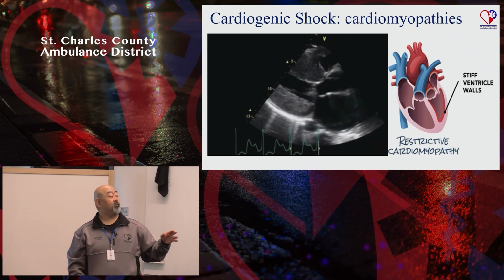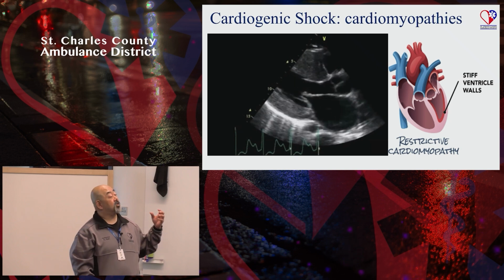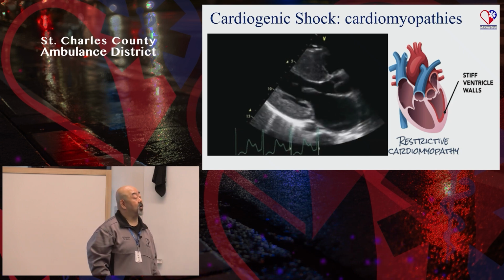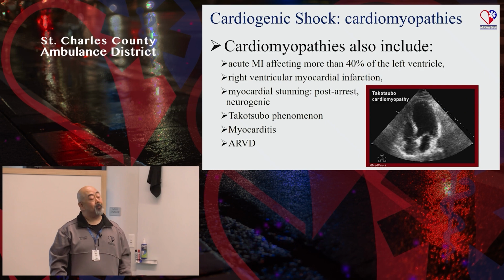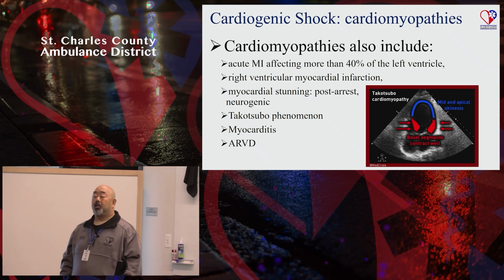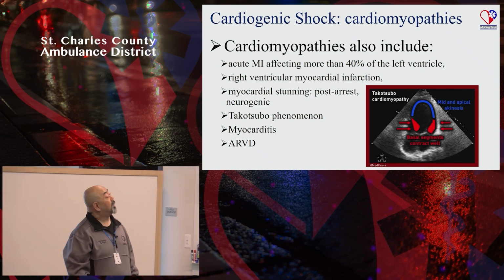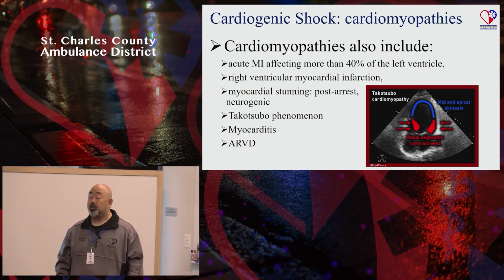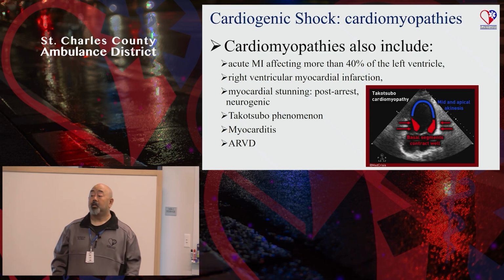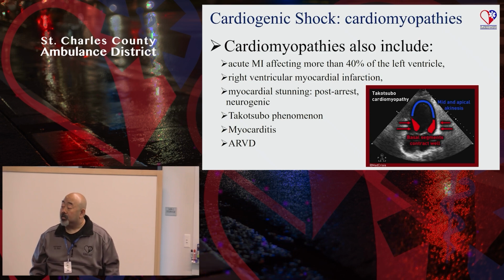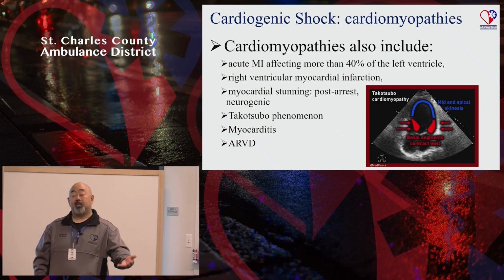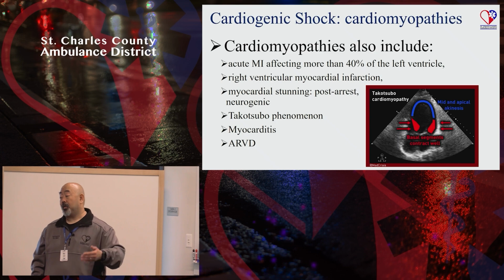The ventricular walls in restrictive cardiomyopathy are thick, and so they're stiff, not as thick, but more stiff than thick, and so it just doesn't squeeze as well. So that's a restrictive cardiomyopathy. Now, there are other cardiomyopathies to include acute MIs, people that are having massive left ventricular MIs can also have acute ischemic cardiomyopathies. Right ventricular MIs also. Myocardial stunning, post-arrest. This is why even if you get ROSC on a patient, you don't necessarily have to immediately give pressors if they're hypotensive because we know that they're just stunned a little bit. Give them a little time, give them a little bit of fluids, and their pressure will come up by itself.